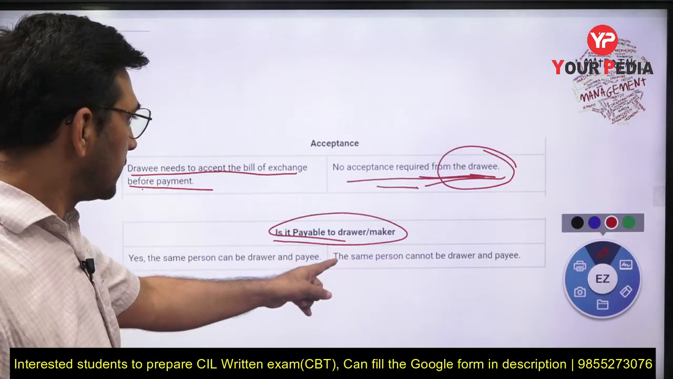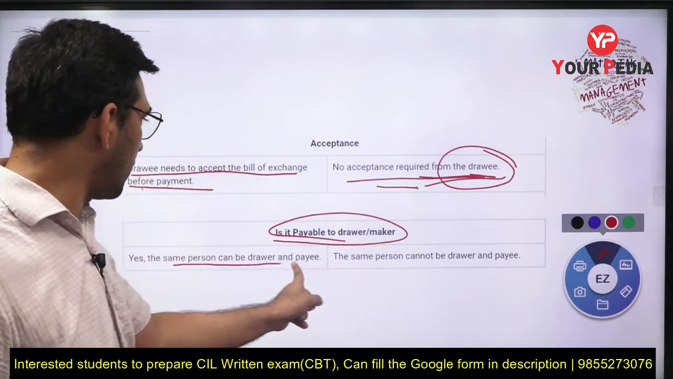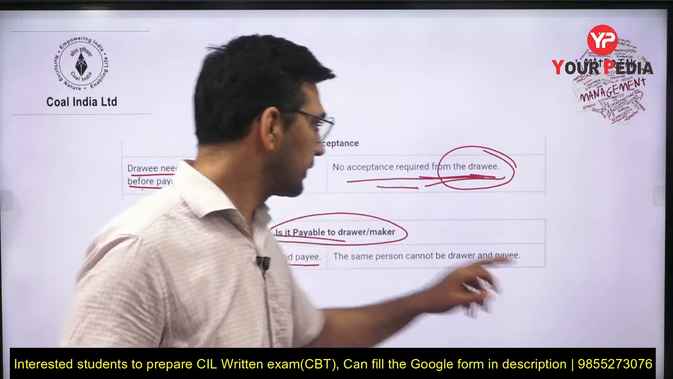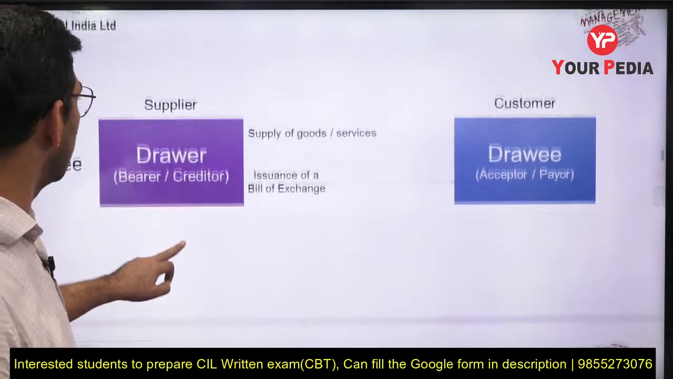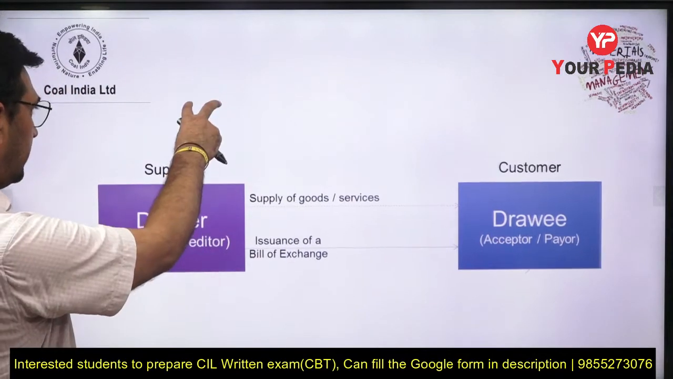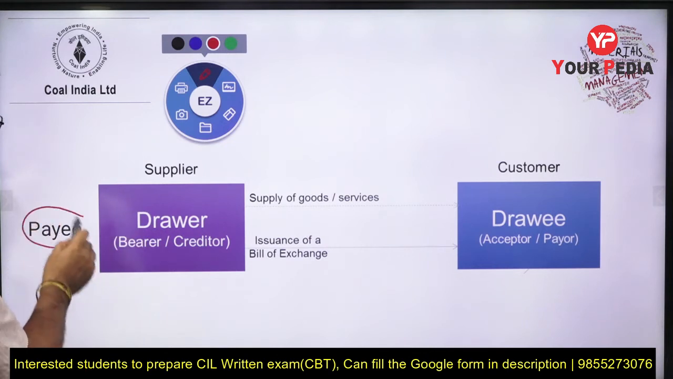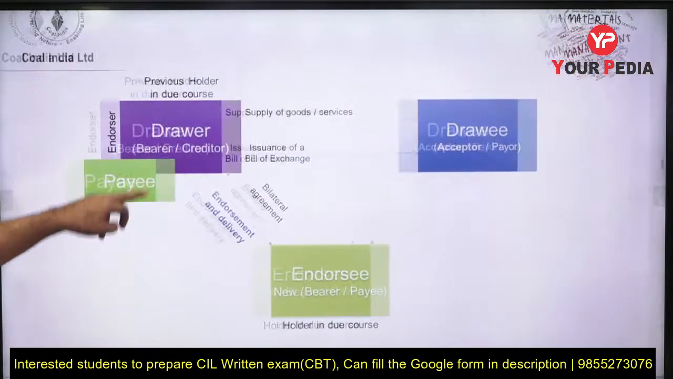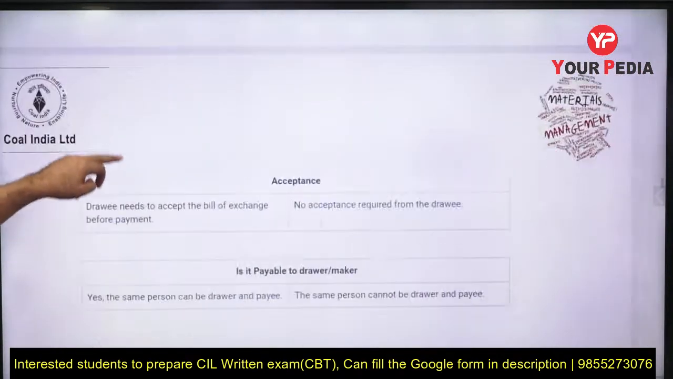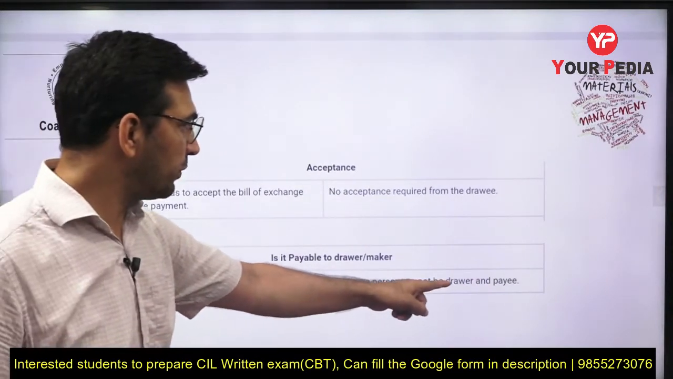Now see, same person cannot be drawer and pay. Now and yes, same person can be drawer and pay. Bill of exchange में pay और drawer same हो सकता है, right? Bill of exchange में your pay and drawer both can be same. Yes, the same person can be drawer and pay. Same person cannot be drawer and pay.